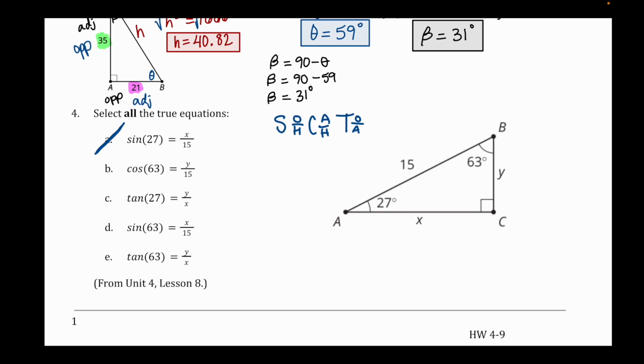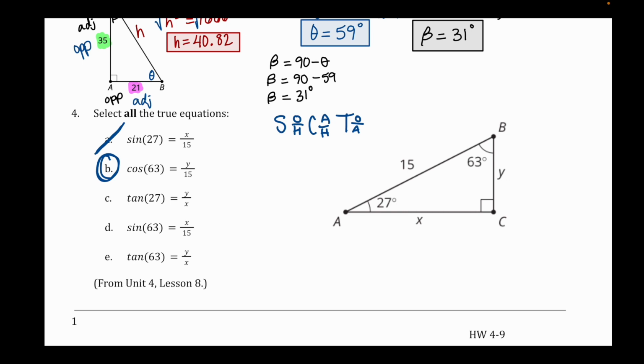Let's look at cosine of 63. So if we're looking at 63, cosine is adjacent over hypotenuse. Adjacent means next to, and hypotenuse is across from the 90, so that's y over 15. B is a correct answer, y over 15.